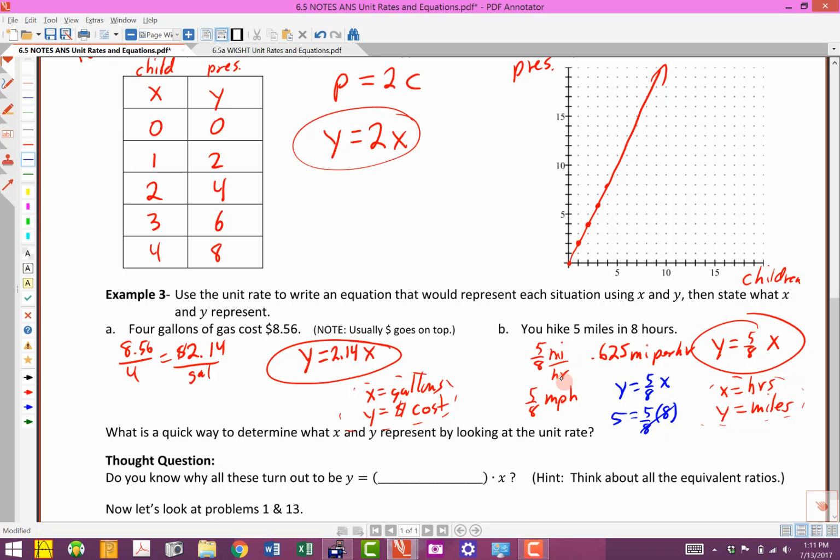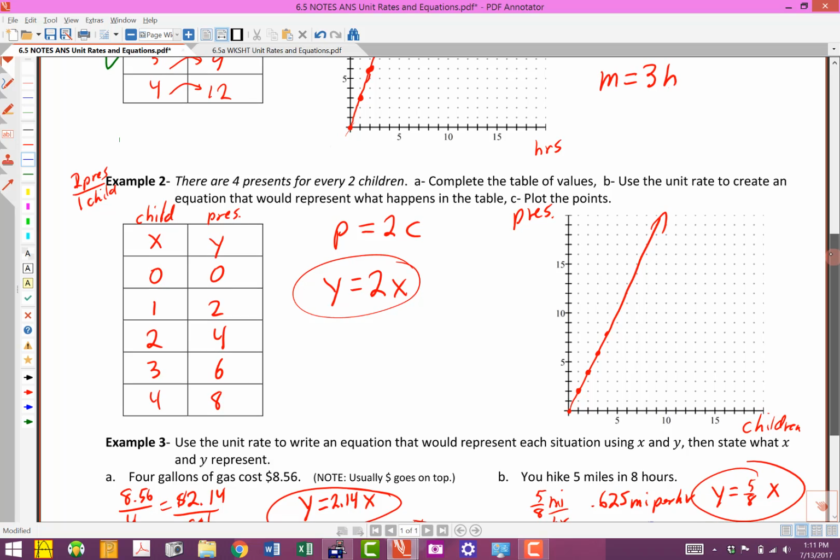Miles was on top, hours was on the bottom. So hours was the x coordinate and miles was the y coordinate. So the top is going to be the y coordinate and the bottom is going to be the x coordinate. Let's see if that works right here. So we had gallons. So if that's the case, gallons should be the bottom, and gallons was the bottom. Cost, that should be the top. Okay, so it worked right there. Let's check over here. So let's see, is this what these represented? Child was on the bottom. Yep, that was x. Presents, that was on the top.